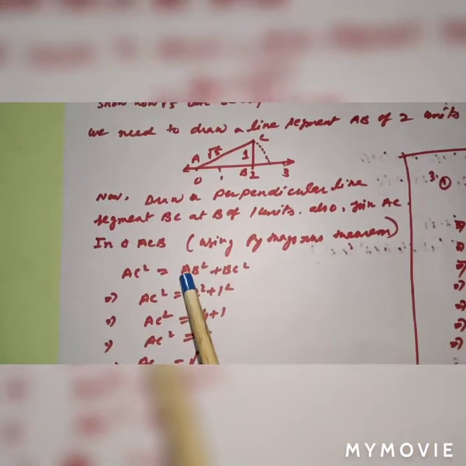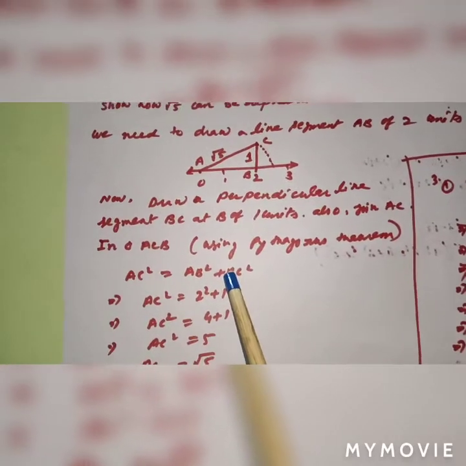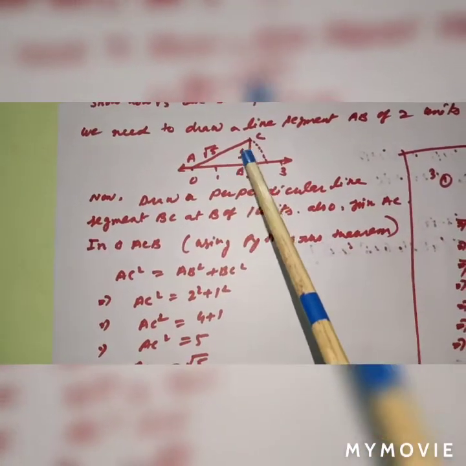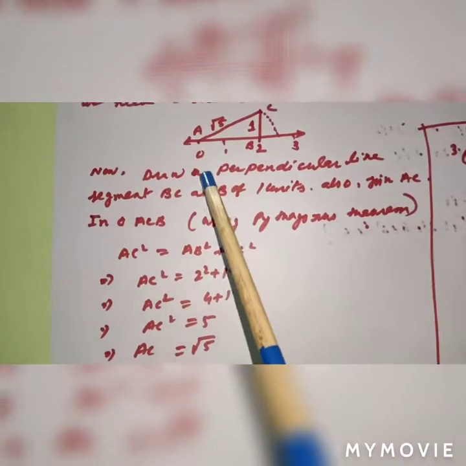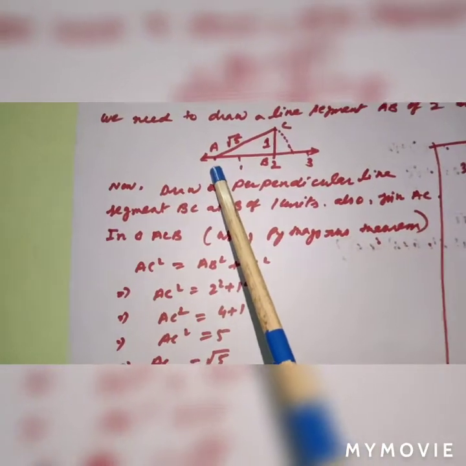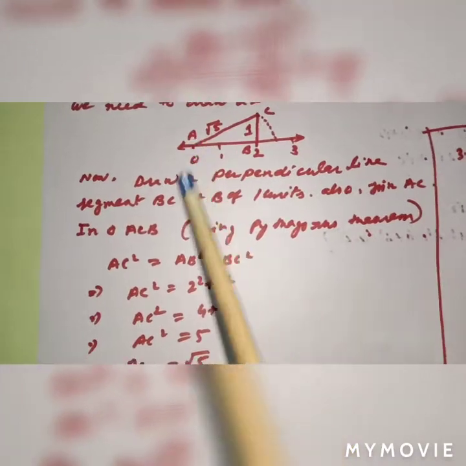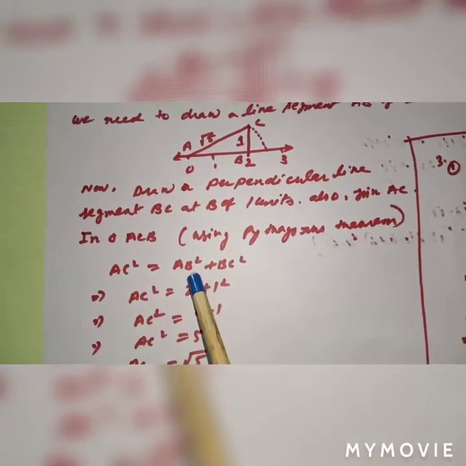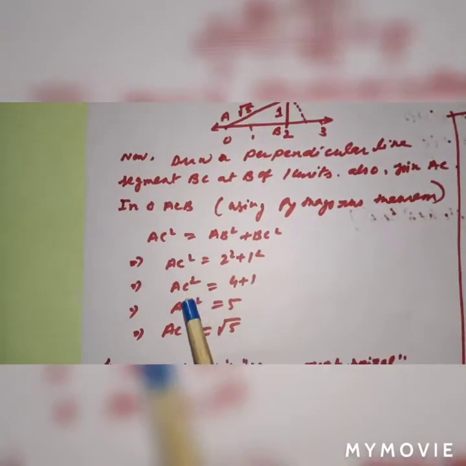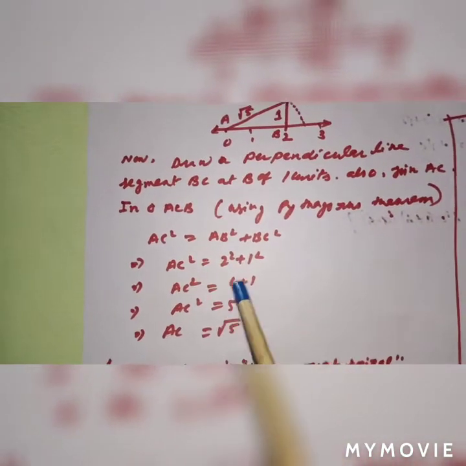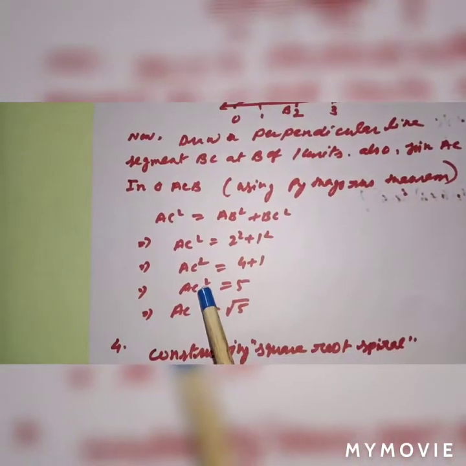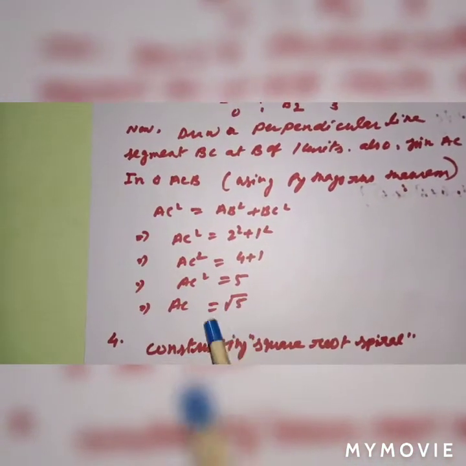AC square is equal to AB square plus BC square. If you are not treating it as O, no problem, because this point already has another name, A. So AC square: the value of AB is 2 square, BC is 1 square. So AC square, 2 square is 4, 4 plus 1 is 5. If you take out the square, you will get root. So AC is root 5.